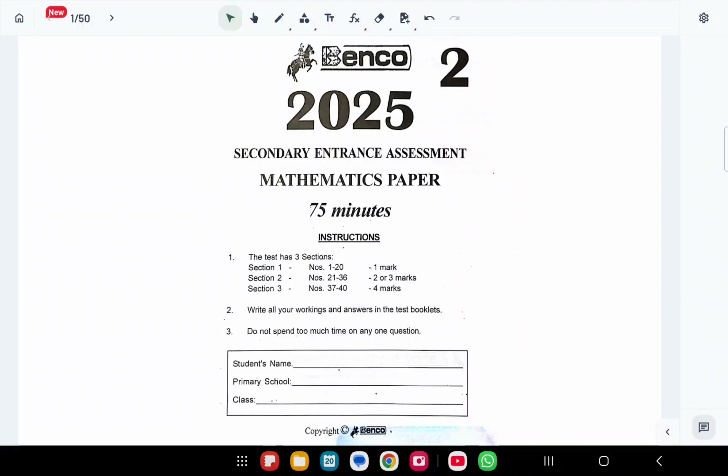Okay, so today we're looking at Benco 2025 Test 2 Maths. We're looking at Section 3, the word problems that were valued at 4 marks each. So we're going to begin with those.